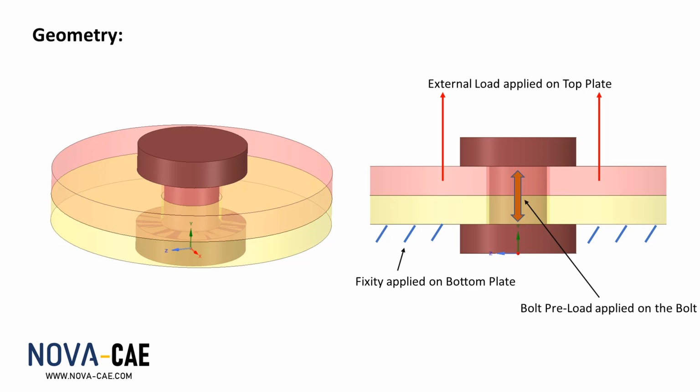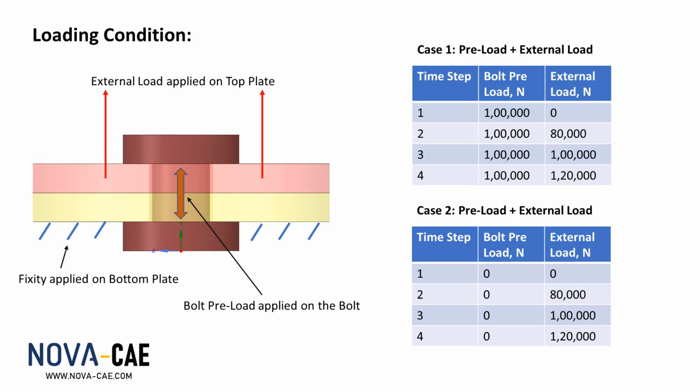For demonstration purposes, I am taking the example of a bolt and plates assembly. The bottom flange is constrained, and external load is applied on the top flange. To understand the bolt behavior, we will be solving two load cases. In load case 1, bolt preload is applied in the first load step, and external load is applied in the consecutive 3 steps. In load case 2, the same setup of the FEA model is used by suppressing the bolt preload.